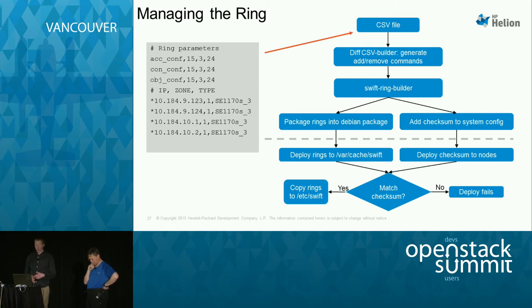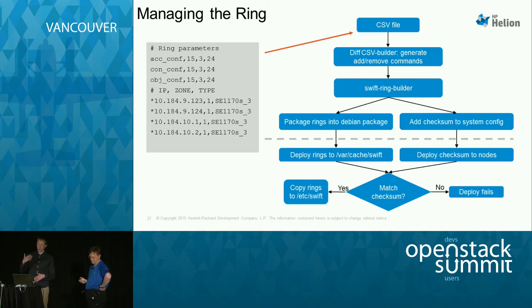And the three parameters here are the IP address of the node. The second parameter, which is 1, is the zone that the node is associated with. And the final parameter is the type. It's the hardware type, which gets read later on. So I'll explain that in a sec.